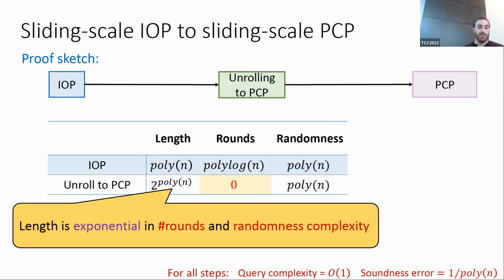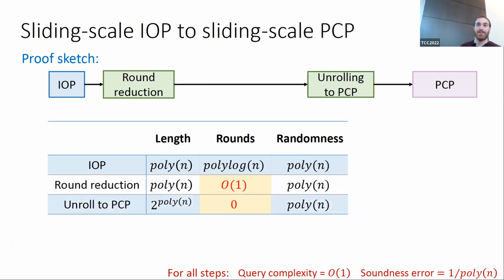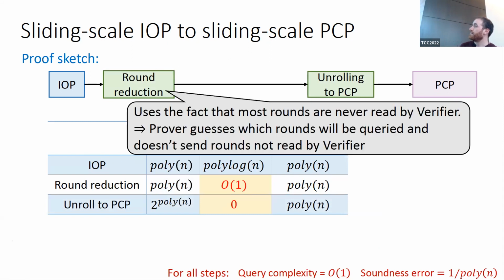In order to reduce the number of rounds, we'll add a round reduction transformation, taking the rounds down from polylog n to a constant. And this is basically based on the fact that if the verifier has very few queries, it's not going to read most of the rounds. And so we might as well throw out the rounds that the verifier is not going to read. And that sort of allows us to compress the number of rounds.